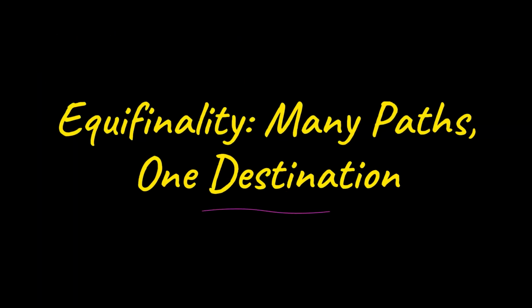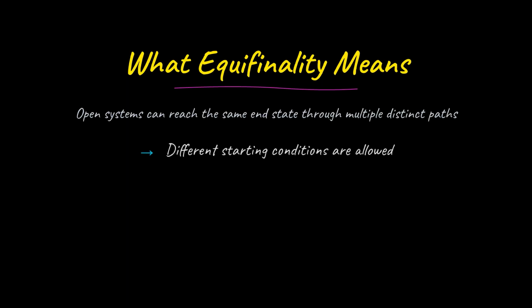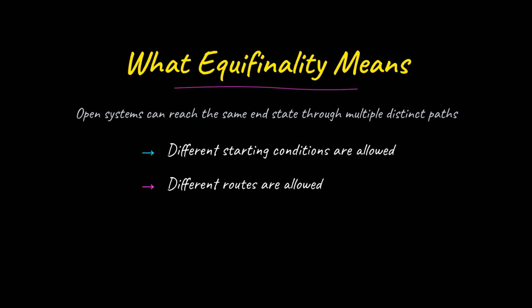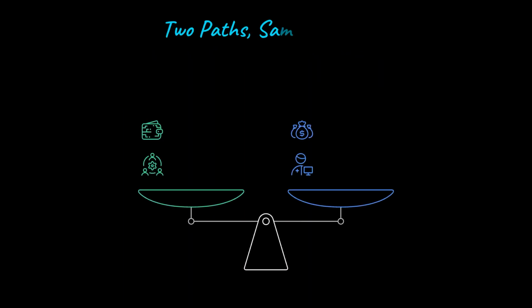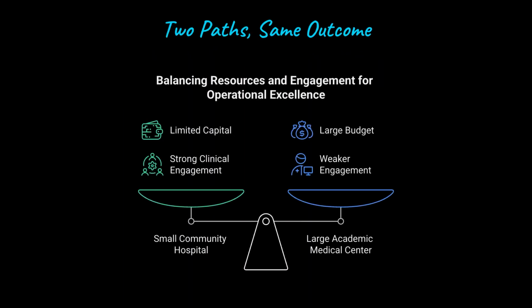Equifinality is one of the most practically useful properties of open systems. It tells us that very different organizations, starting from very different places, can still arrive at a similar outcome. The principle has three moving parts: where you start, how you travel, and where you land. Equifinality says the first two can vary widely without preventing you from reaching a comparable destination. The mechanism works because open systems exchange information with their environment and self-correct through feedback.